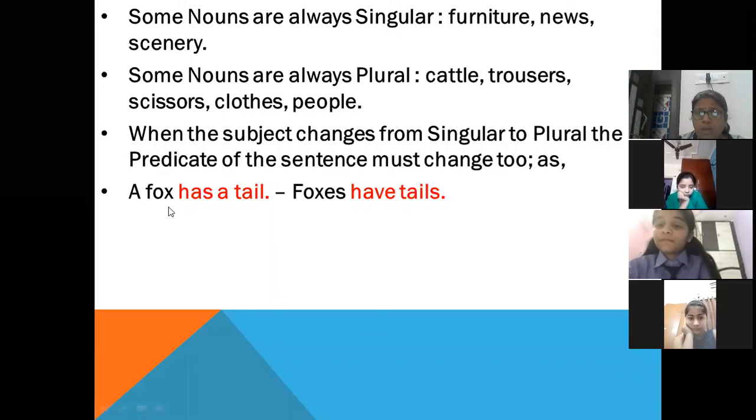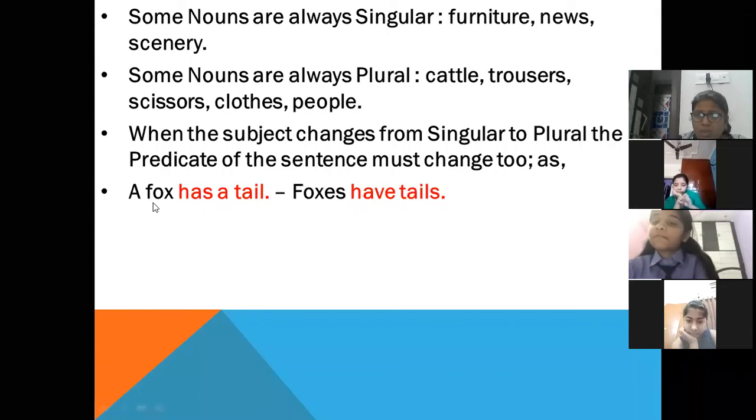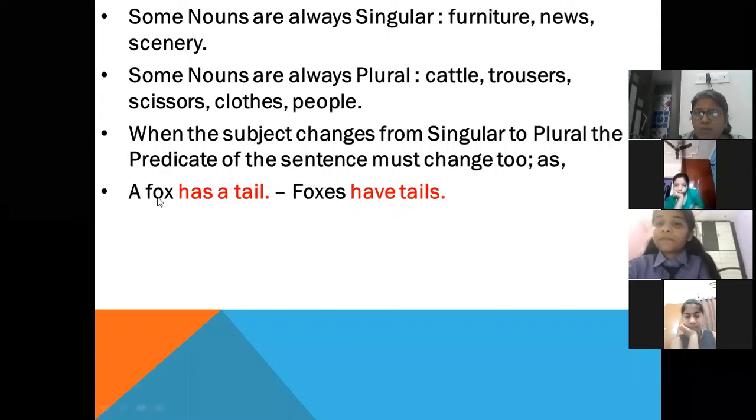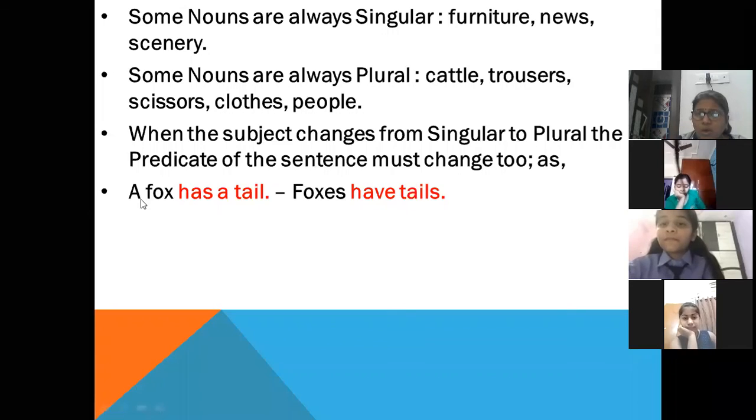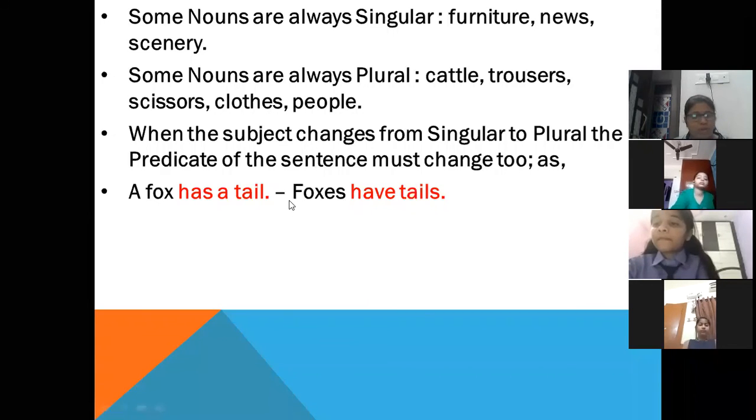Now when we are talking about a sentence, it is divided into two parts. First is subject and second is predicate. Now what is subject? This is your subject because we are speaking about it. We are giving some information about the subject. So what we are talking about in the sentence is your subject. And what information we are giving here will be your predicate. So again, if I am changing the subject into plural, what will happen? The predicate will also change.